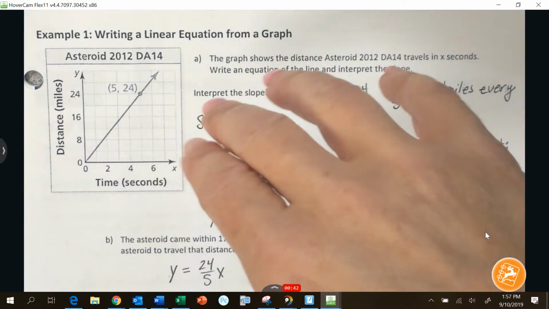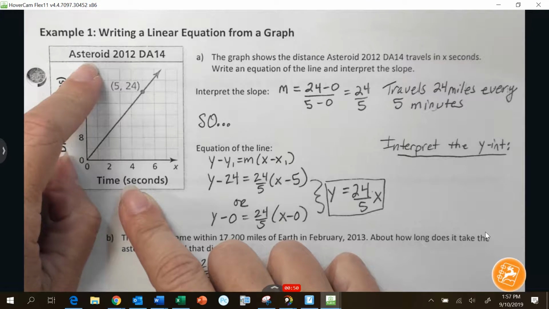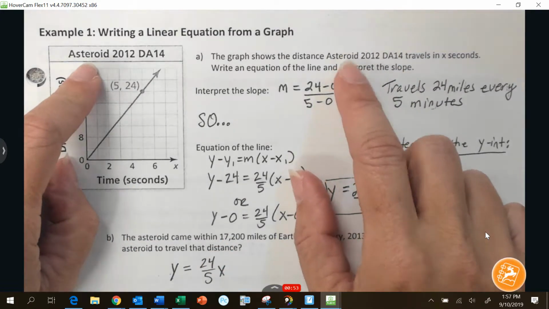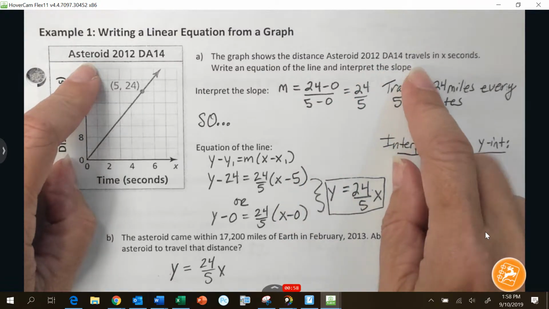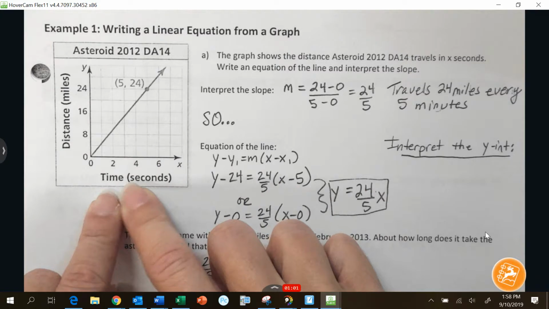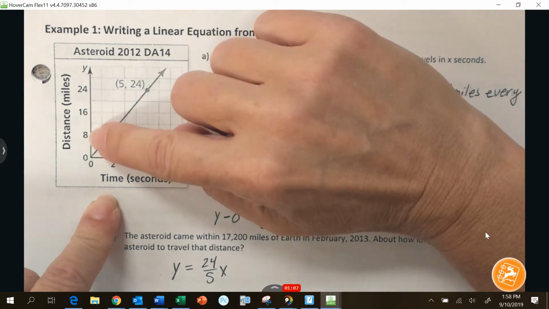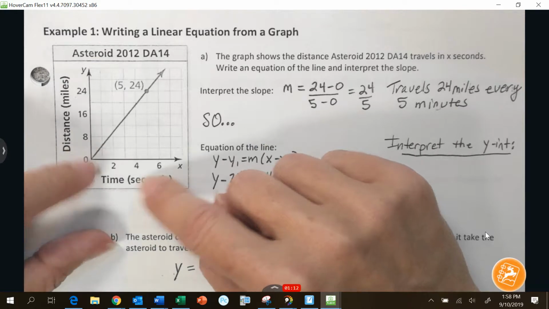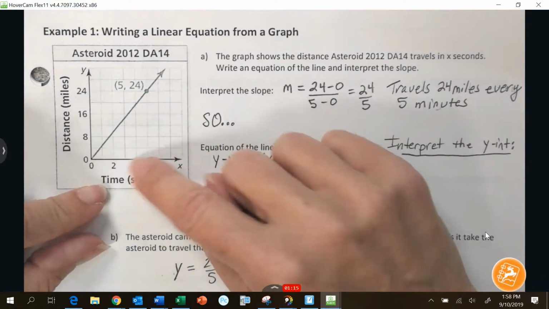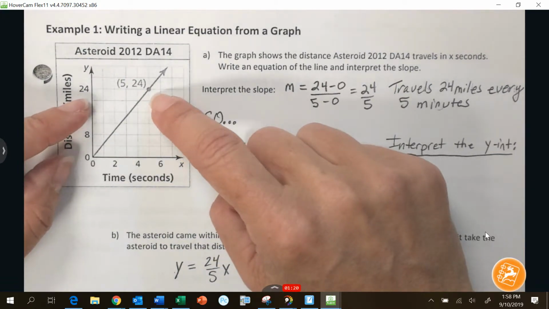So anytime you're doing a real-life application, there's going to be information in this picture that's very useful. So right here, this asteroid, and if you read the directions, it'll talk about, this is an asteroid from 2012. Its name is DA14 that's traveling. So at the bottom, the x-axis says time in seconds. The y-axis says distance in miles. So what's 5, 24 mean? After 5 seconds, the asteroid has traveled 24 miles.